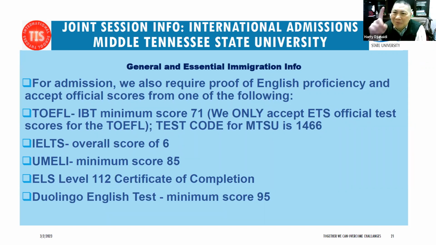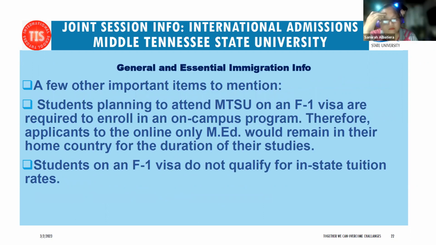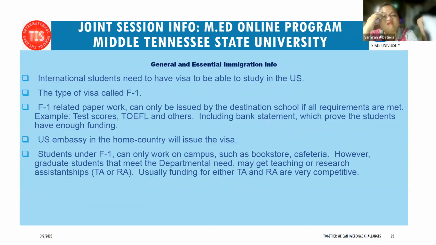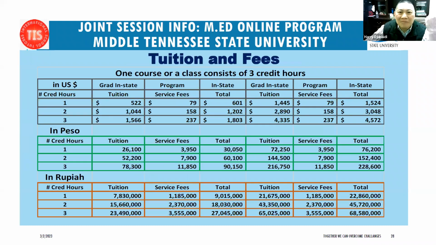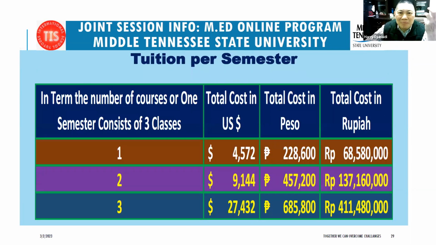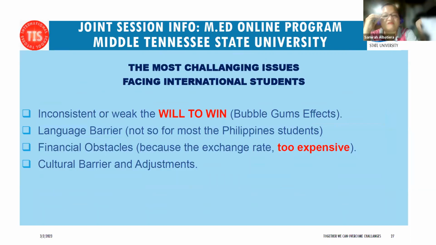Now, this is the hardest part. Mam Samira, you can move down to the hardest part. Yes. Okay. To my presentation, ma'am. Okay, sir. Okay, right there. All right. One more. You see the financial obstacle. Okay, you see the financial obstacle. One more. Yeah, this is the one. One more, ma'am. Up, sir. Okay, right here. Okay, too expensive.